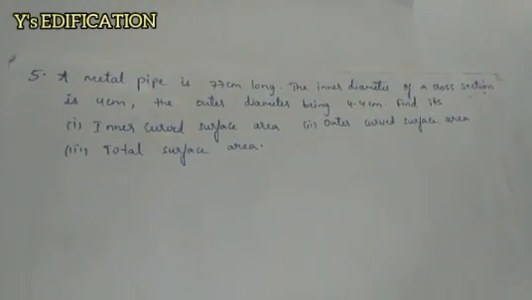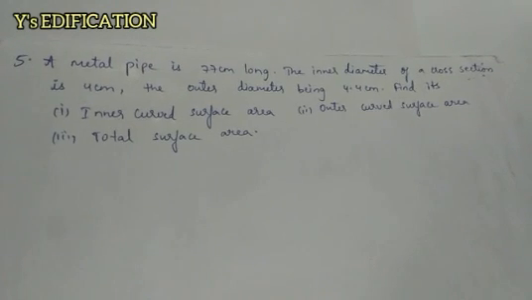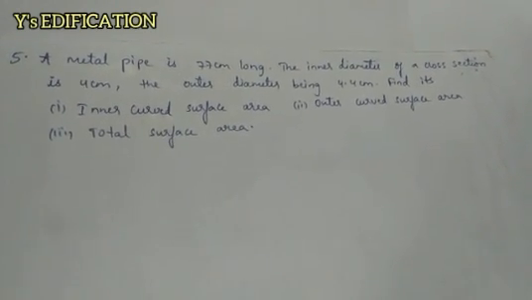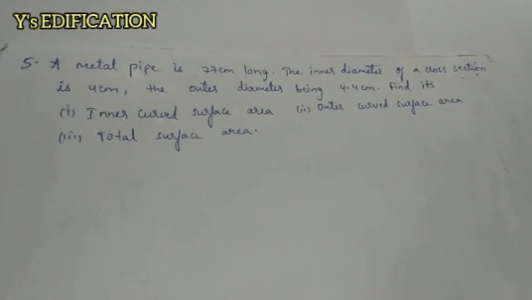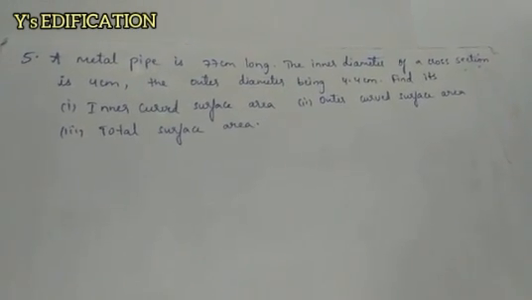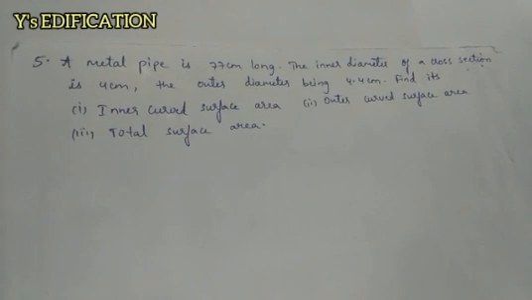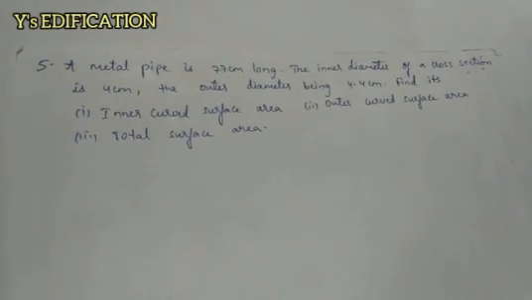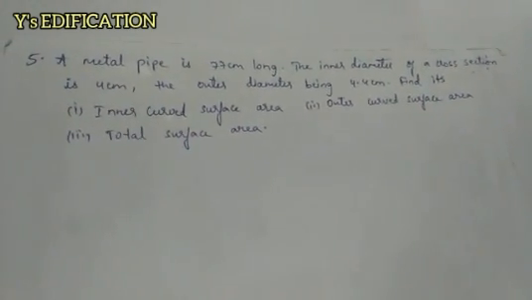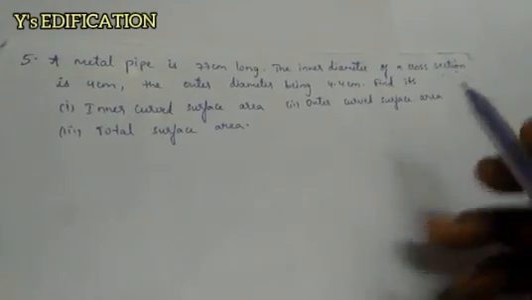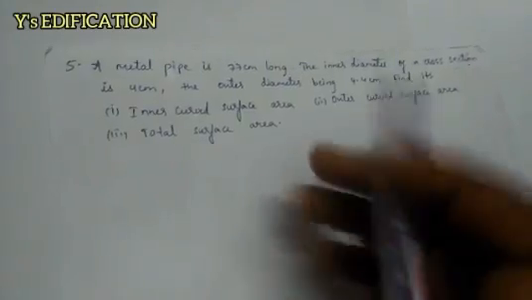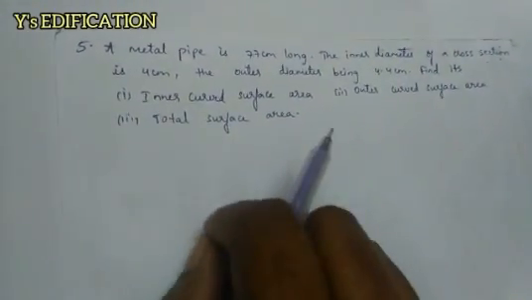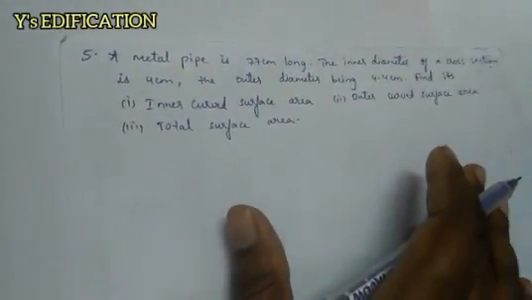Okay. Here is the next question. A metal pipe is 77 centimeters long. The inner diameter of a cross section is 4 centimeters. The outer diameter being 4.4 centimeters. And find the inner curved surface area, total surface area and outer curved surface area. Okay. And they gave a cylindrical shape which has an inner diameter as well as an outer diameter. So let us consider the inner diameter with small r and the outer diameter with capital R.